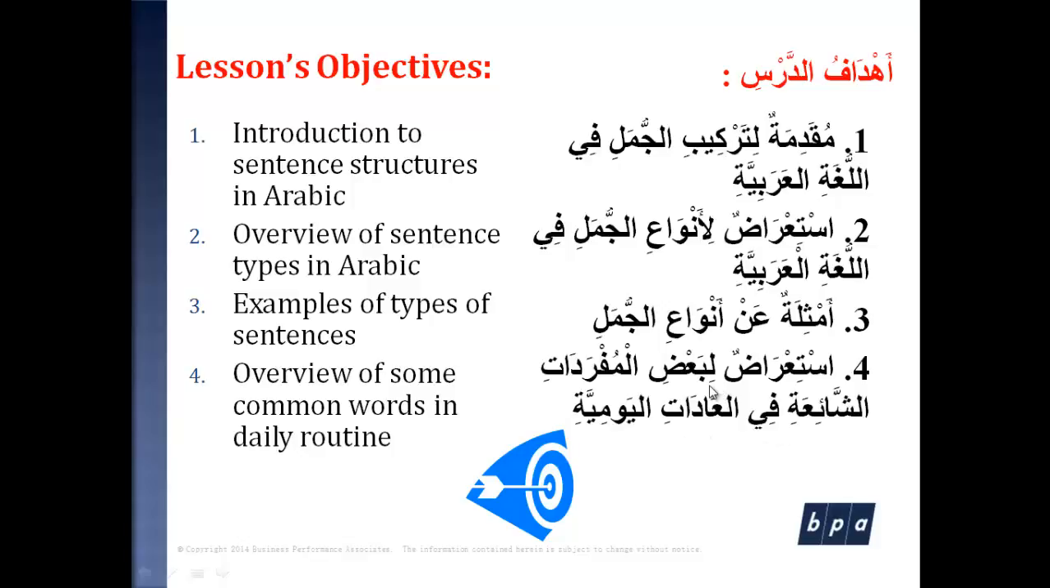لبعض, لي is to or like إلى. بعض, some. المفردات is words or vocabulary. الشائعة, common. في العادات اليومية. العادات اليومية is daily routines.